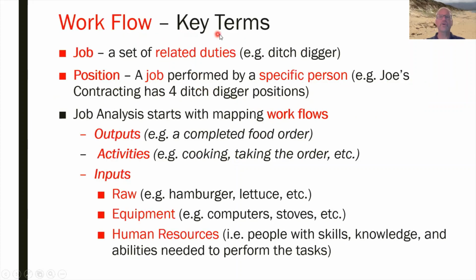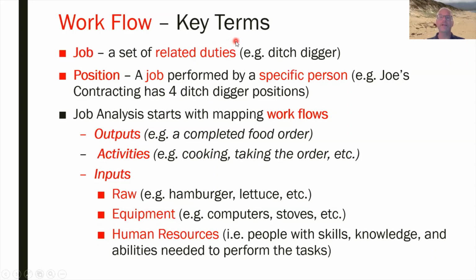Couple of key terms we'll need to know about workflow, okay? So first one is a job, and a job is a set of related duties. So for example, you could have a job as a ditch digger, one who digs a ditch. What do you have to do? The related duties. Well, one is obviously be able to dig a hole. You'll probably have to clean up the site. You'll probably have to drive to the site. So driving to the site is going to be a related duty.